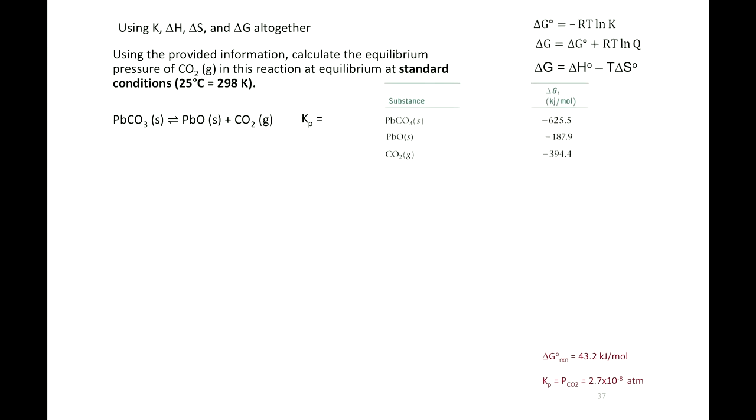All right, so let's put all of this together but study a different question or a different equation. We did KSP in the previous one, but let's look at the decomposition of lead carbonate to lead oxide and CO2. So using the provided data, and I have all these equations here. We might not use all of them. I want us to think about which equation we'll use because you will be given all of these equations. You just need to know which one to use. Let's calculate the equilibrium pressure of CO2 in this reaction at standard conditions, so 25 degrees, 298 Kelvin.